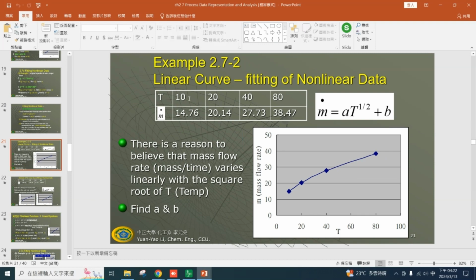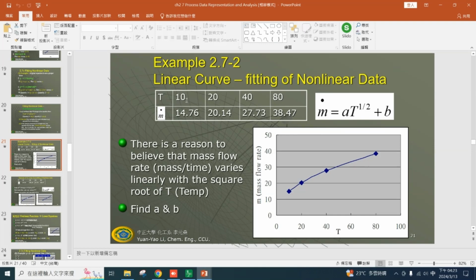And here I give you the second example, which is the mass flow rate related to the temperature. So we understand there's a reason to believe that the mass flow rate varies linearly with the square root of the temperature. So as you know, if this is a linear relationship between the mass flow rate and the square root of the temperature, you can write an equation like this. Tell you that you can have a mathematical equation like this, and you start to find out A and B, and then after that you can predict.